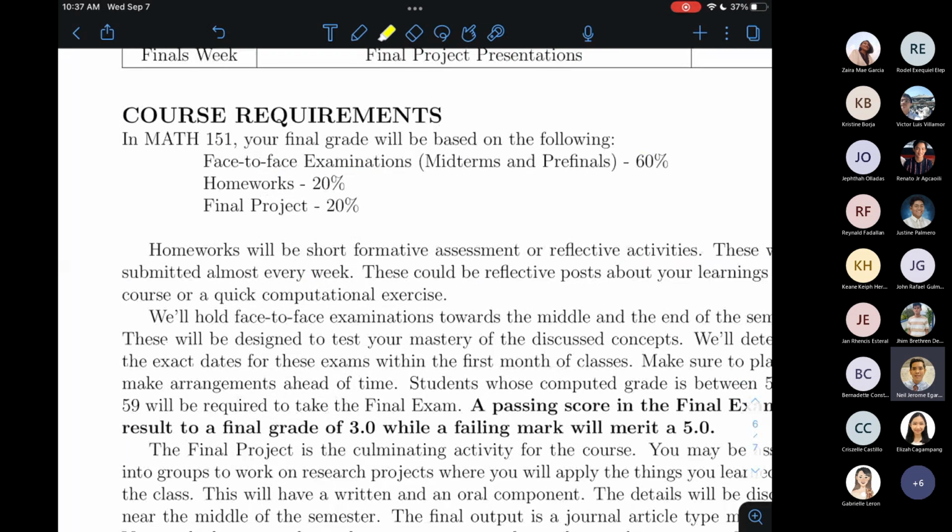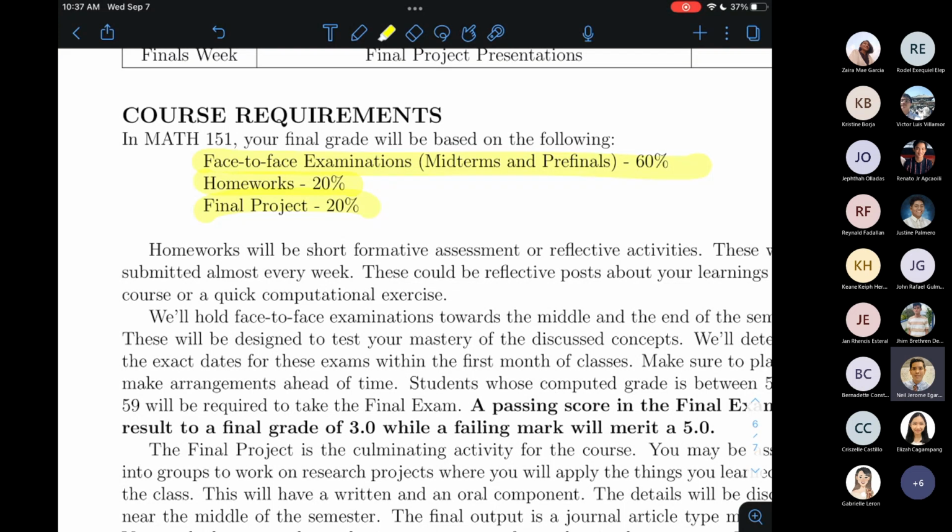So face-to-face exams, 60%. So tig 30% yung midterm saka pre-5. Right? So kaya kailangan nyo talagang magplano ng maaga para ma-ensure na matitake nyo yung exams na face-to-face kasi 30% bawat isa sa kanila. The weekly homeworks will be about 20%. And then the rest ay manggagaling sa final project.